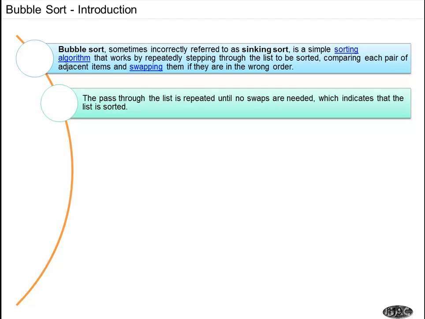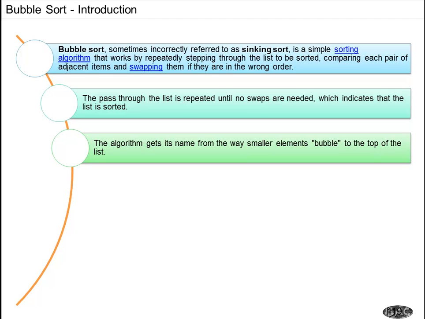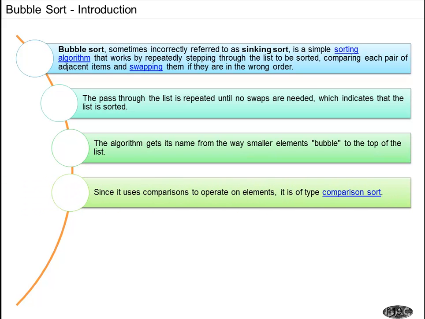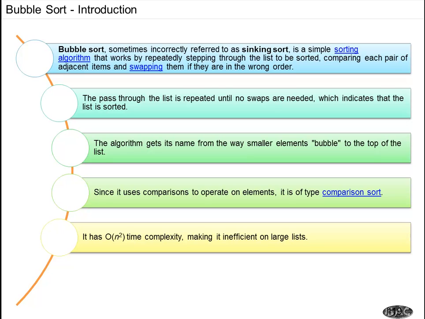Now the pass through the list is repeated until no swaps are needed, which indicates that the list is sorted. The algorithm gets its name from the way smaller elements bubble to the top of the list. So this is the general concept: whatever is smaller will bubble to the top of the list. Since it uses comparison to operate on elements, it is a type called comparison sort. It has order of n square time complexity, making it inefficient on large lists. We'll see that some of the algorithms have better time complexity, order of log n, order of n log n, which are a lot better than order of n square.